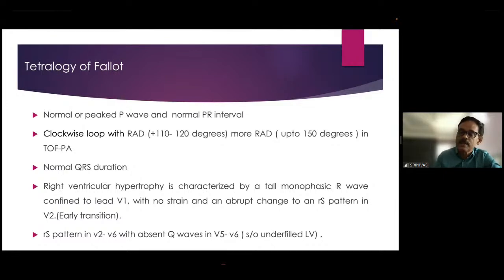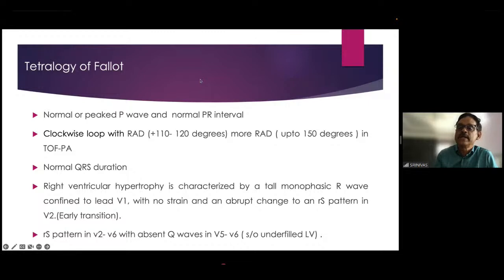So the classical example, as you all know, is tetralogy of Fallot with PS. So here the ECG will show normal or peaked P wave with normal PR interval. In an unoperated patient, usually the PR interval will be normal. And sometimes in a post-operative patient, there may be prolongation of the PR interval. So clockwise loop with right axis deviation, and as we have just now discussed, right axis deviation usually is only in the range of 110 to 120 degrees.